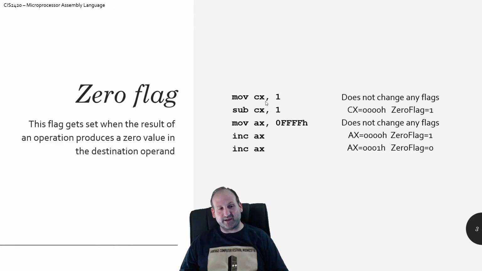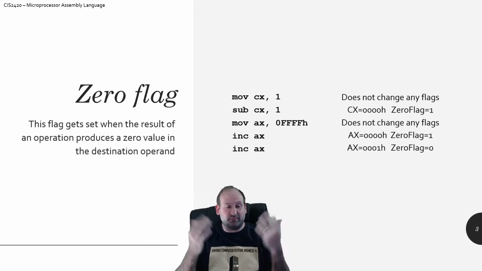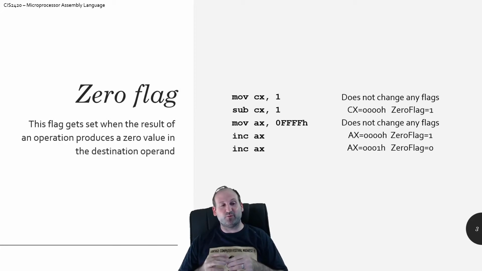So if I put 1 into the 16-bit CX register, whatever was in there previously would still be there. It depends on what comes before it. But if I subtract 1 from that value, 1 minus 1 becomes 0, and the zero flag gets set. Very simple stuff. If I move FFFF into AX and I increment AX, of course, the zero flag gets set, because the result of -1 or max int plus 1 is equal to 0. And then if I take 0 and increment it again, the value might be 1, and because the result of that operation is non-zero, the zero flag will not be set.